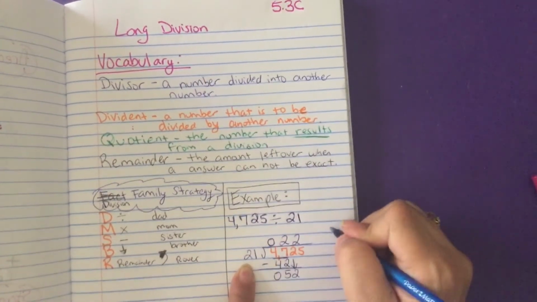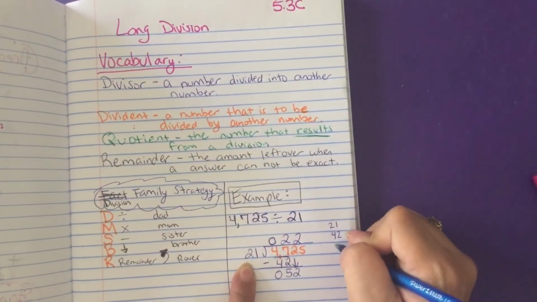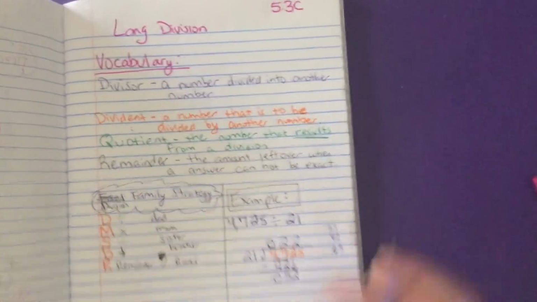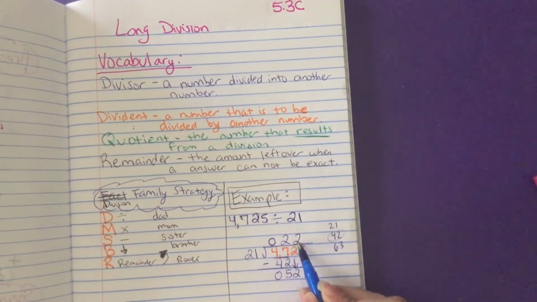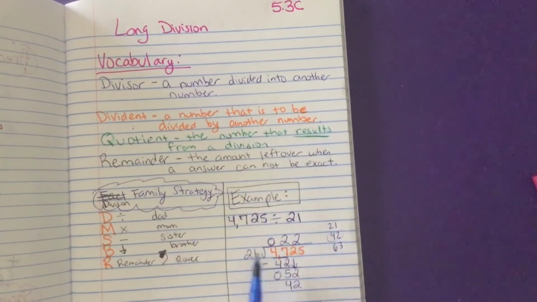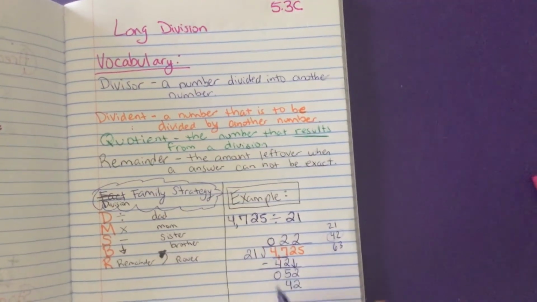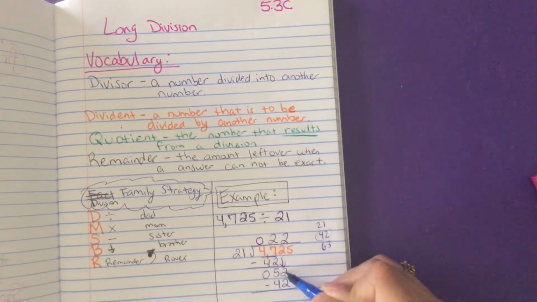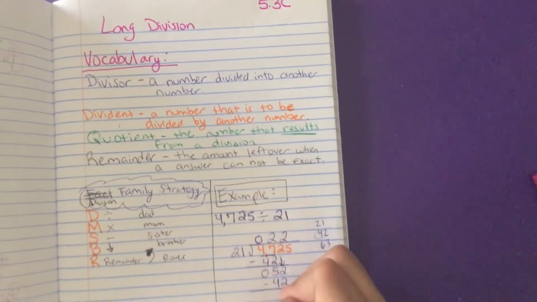If you want to, you could put them right here, your little factors. 21 plus 21 more, 42, 21 more is 63. So that's way too much. Okay, so I'm going to say it's only 2 times right here, 42. So 21 times 2 we said was 42. I already divided and multiplied. Now I'm going to what? Subtract, right? So 52 minus 42: 2 minus 2 is 0. 5 minus 4 is 1.